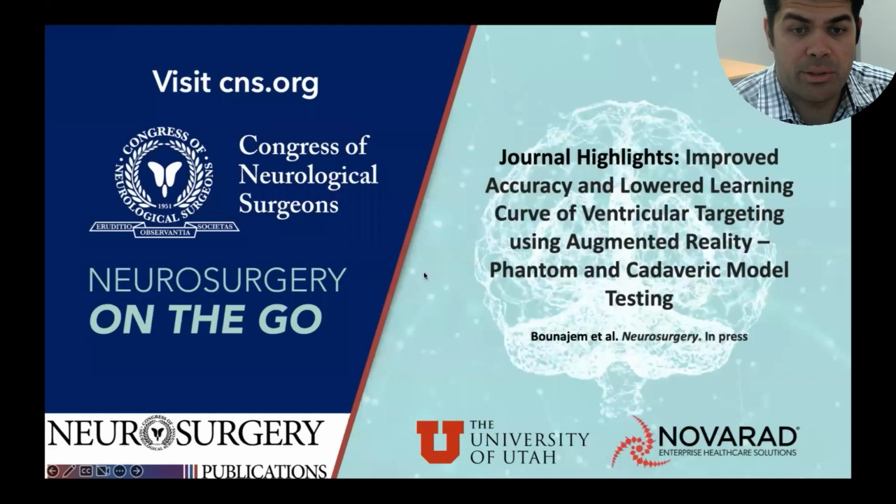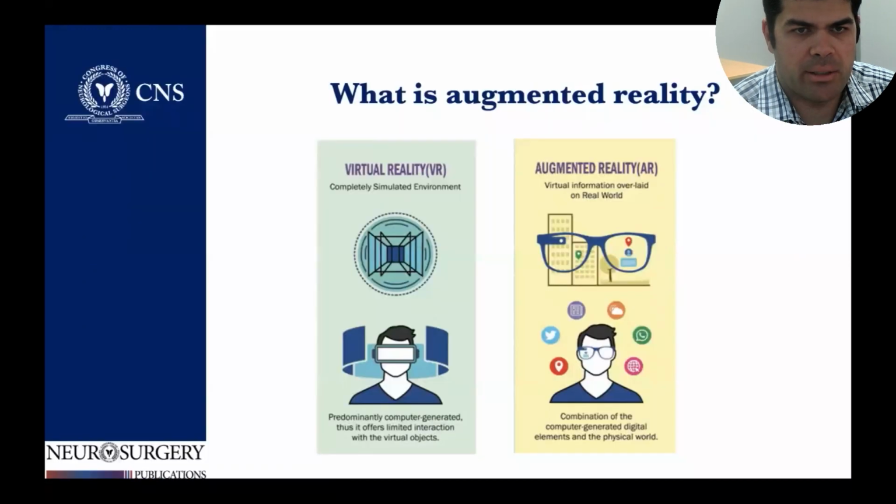I'd like to talk to you about our study using augmented reality to evaluate ventricular targeting using phantom and cadaveric models. This is a study we did in conjunction with Novorad, based out of Salt Lake City, and the University of Utah. So what is augmented reality?